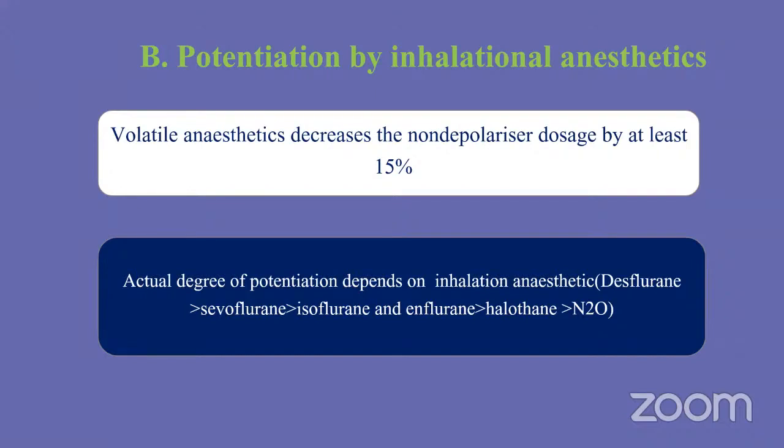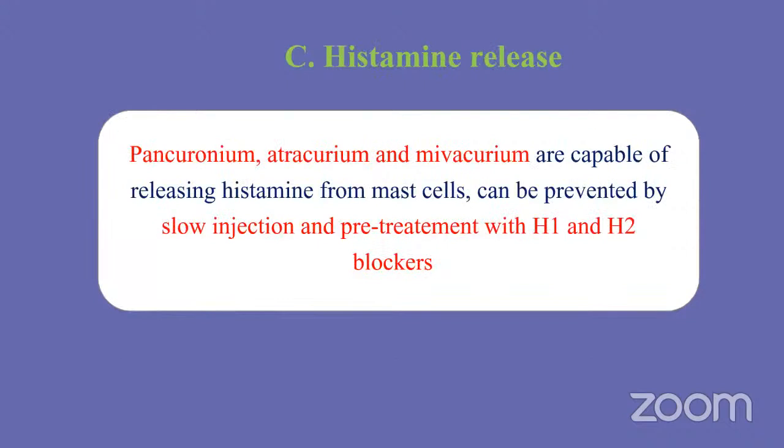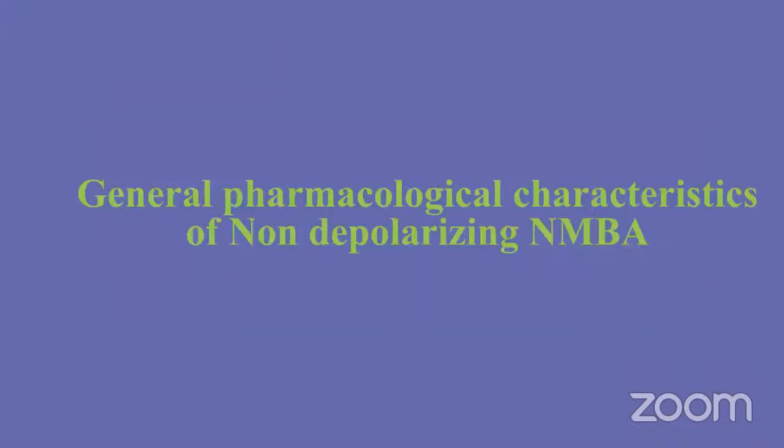Pancuronium is more affected by the inhalational agent as compared to the other drugs. Histamine release: there are certain neuromuscular blocking agents which increase histamine release. Pancuronium, atracurium, and mivacurium are capable of releasing histamine. Mast cell degranulation can be prevented by slow injection or pre-treatment with H1 or H2 blockers.